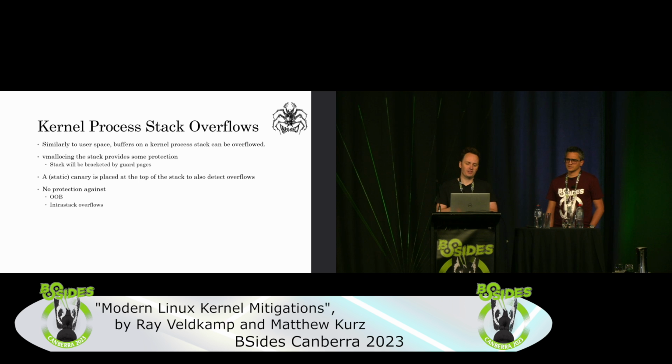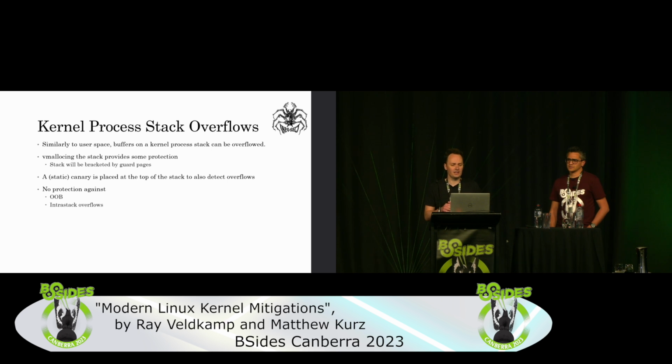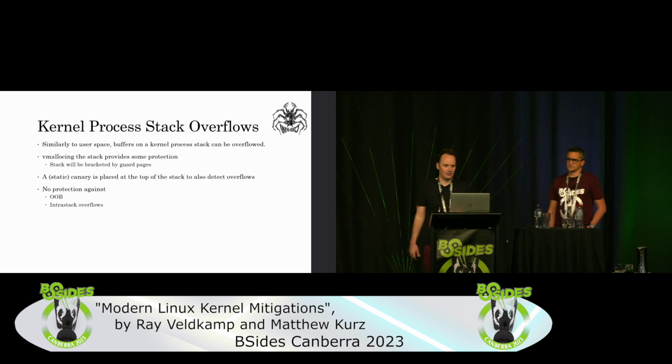Similarly to user space, buffers on a kernel process stack can also be overflowed. So I guess you would refer to this as a kernel buffer stack overflow. Obviously, because the stack will be vmalloced, it is bracketed by guard pages, which gives us some protection, but there's also a static canary that's placed at the top of the stack. This canary is not there for security because it is a fixed value. It's mainly there for debugging. However, these guard page mitigations don't protect against things like out-of-bounds writes. So if you can write from some offset from a location on your kernel process stack, and you can skip that guard page altogether, there's no protection there.